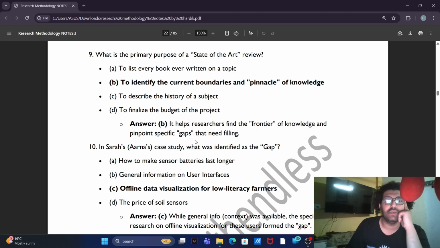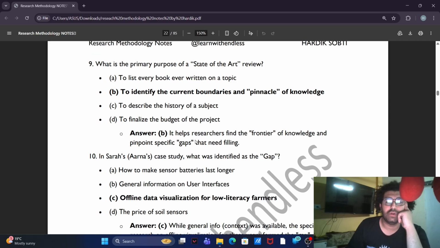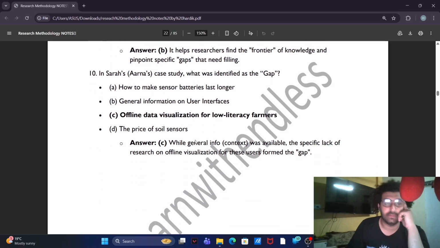Number 9. What is the primary purpose of a state of the art review? Its main purpose is to identify the current boundaries and pinnacle of knowledge, because it helps researchers find the frontier of knowledge and pinpoint specific gaps that need filling.